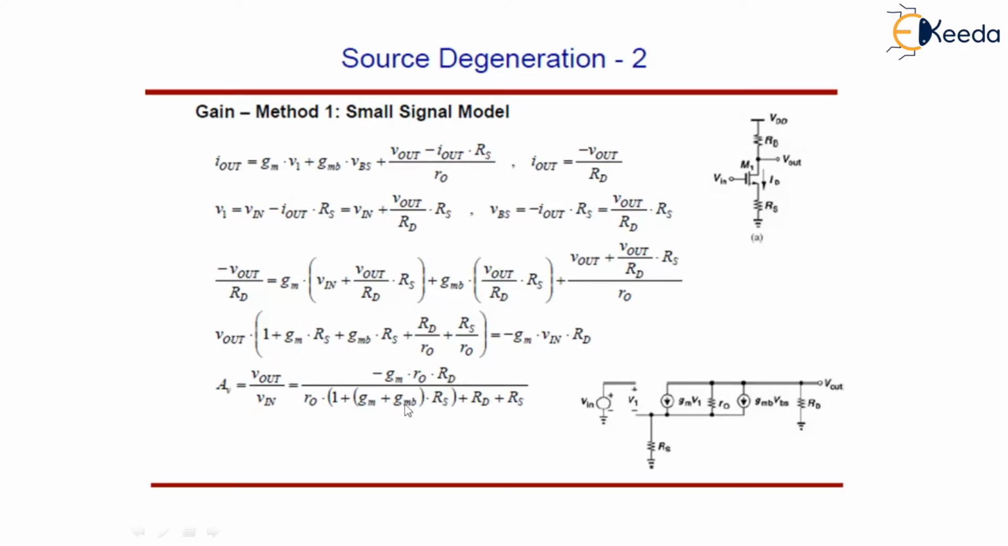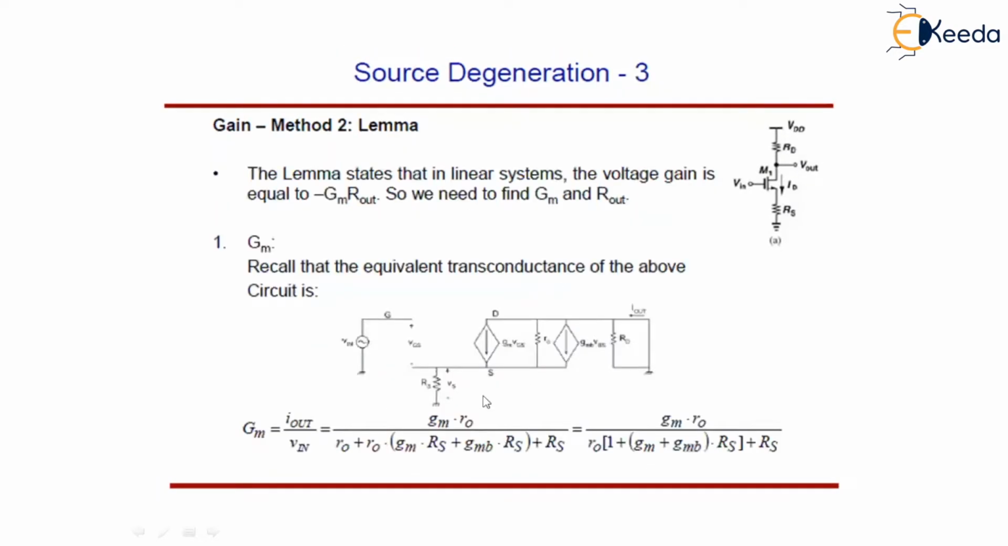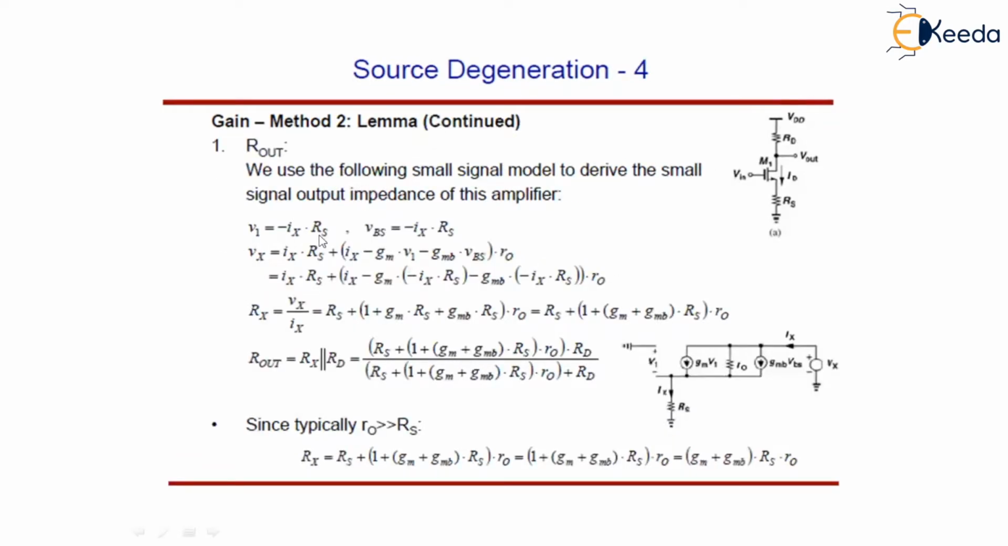RD and RD cancel out. What we will get is this equation: Gm R naught upon R naught plus R naught Gm into Rs plus Gmb Rs plus Rs. Taking R naught common, we get Gm into R naught upon R naught plus 1 plus Gm plus Gmb into Rs plus Rs. Okay, so this is the equivalent transconductance of the degenerated circuit. Now we can calculate R out. Similarly, we can calculate R out.